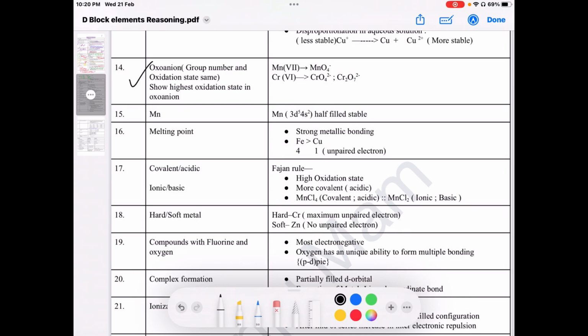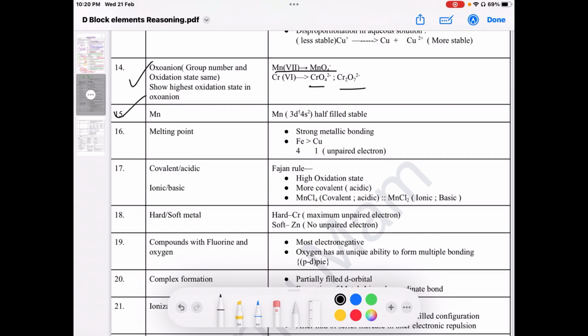So in case of manganese, as manganese belongs to group 7, we take the example of the permanganate ion, because in the permanganate ion its oxidation state is 7 as well as its group number is also 7. Then let's talk about chromium. Chromium belongs to group 6. So in this case, we take an example of chromate, CrO4 2 minus, or we can write dichromate here.